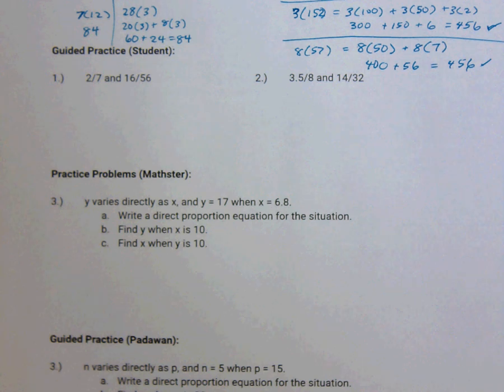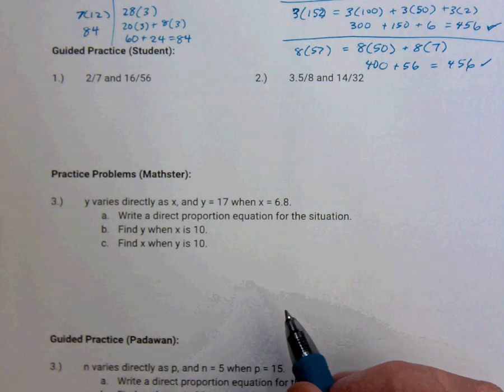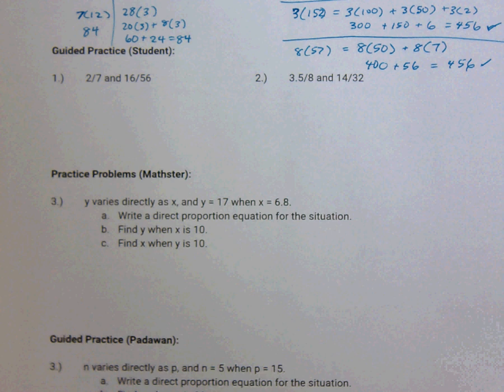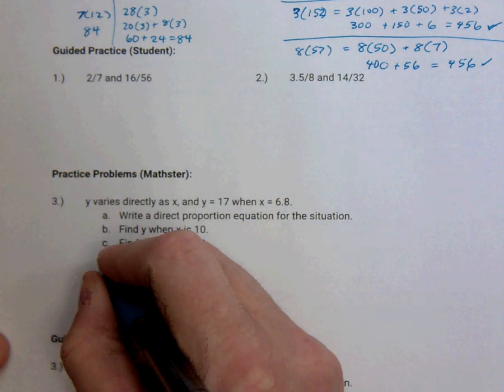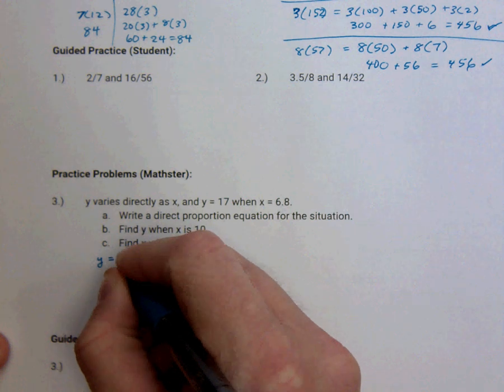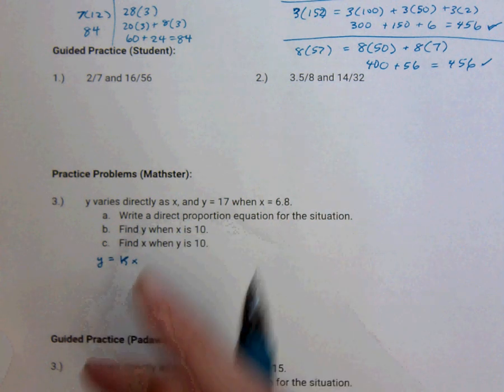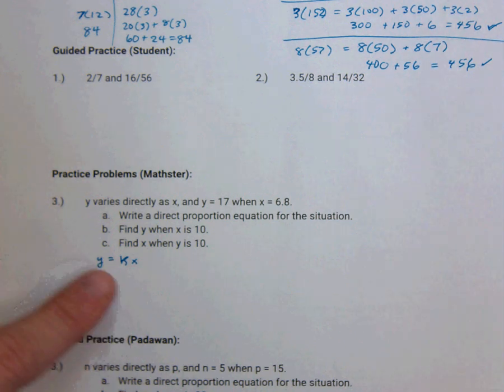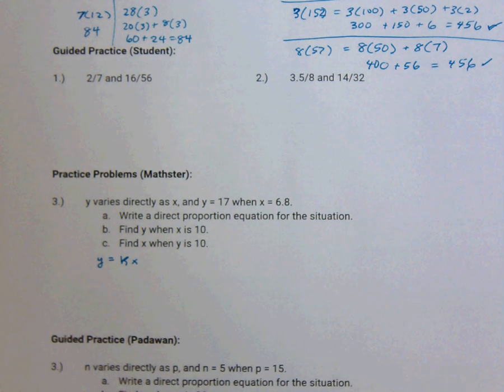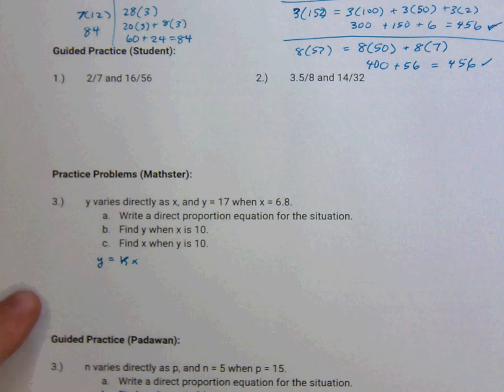So what we're going to do here is write a direct proportion equation for the situation. So y varies directly as x literally just means this falls into the equation y equals kx. We're finding the constant of proportionality, k, we got to find that. But it's going to fall under the umbrella of y equals kx.